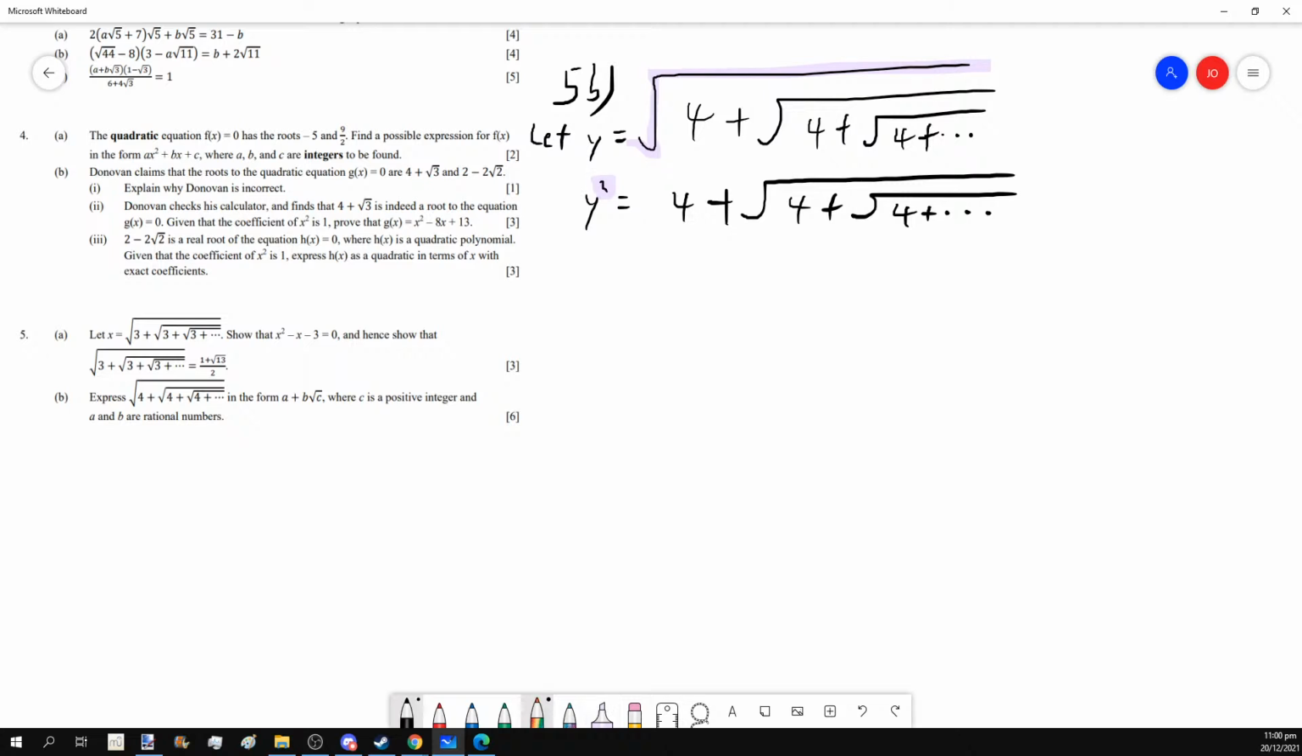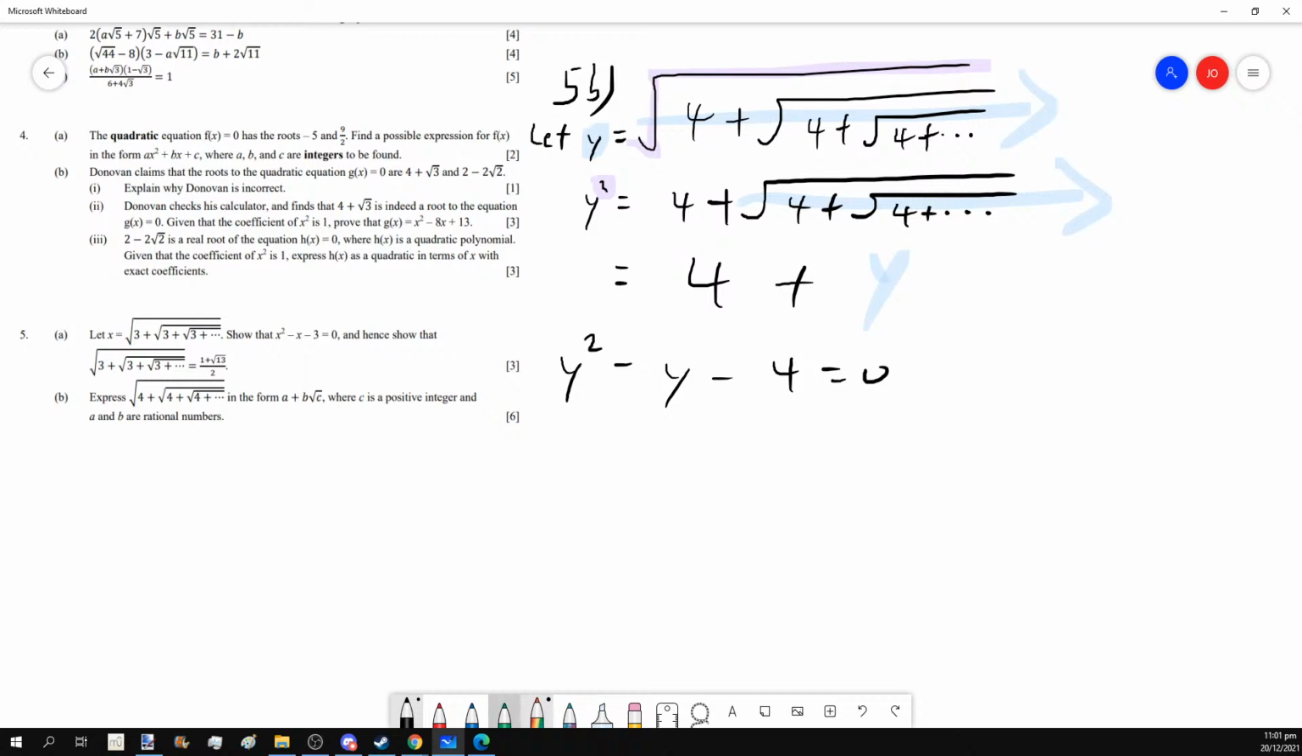From here, we will point out the fact that this guy and that guy both go to infinity, so actually they're the same object, they're y. So I'll have 4 plus y. If y squared equals 4 plus y, then that means that y squared minus y minus 4 equals 0.